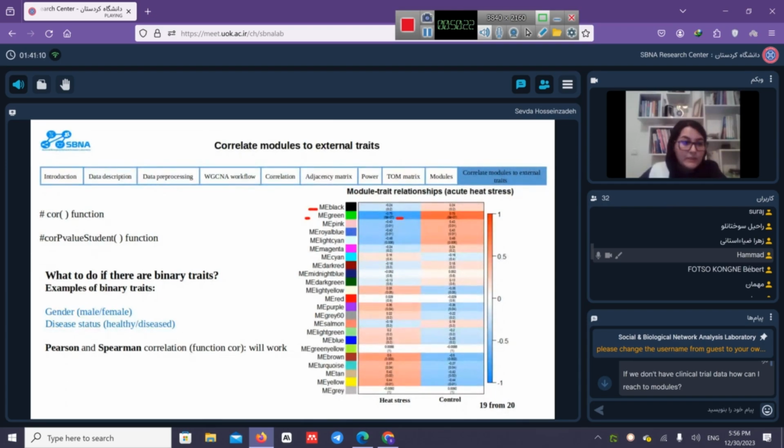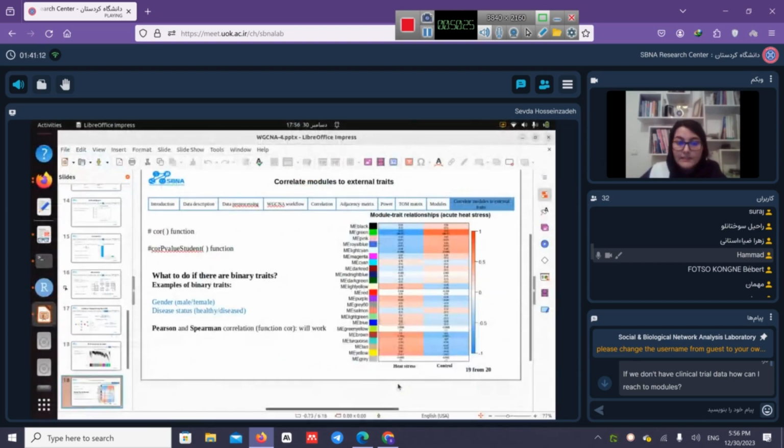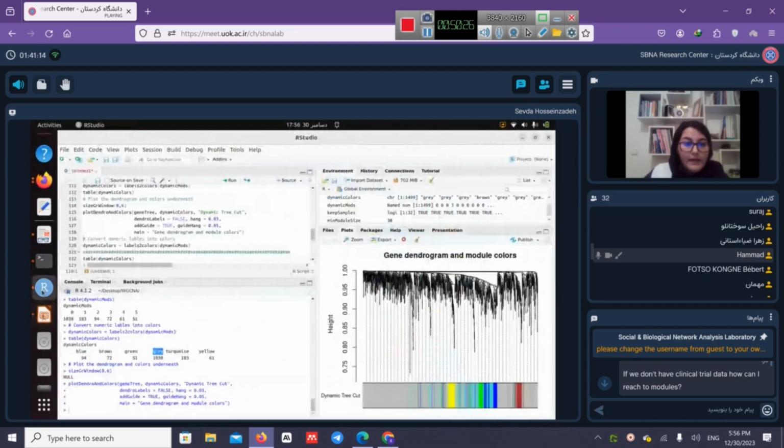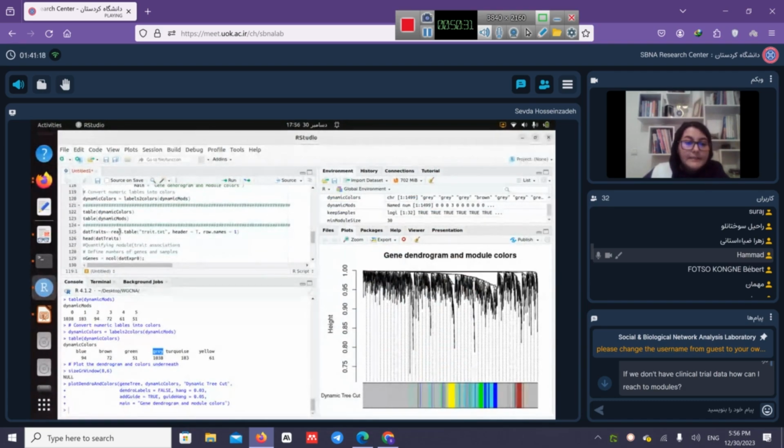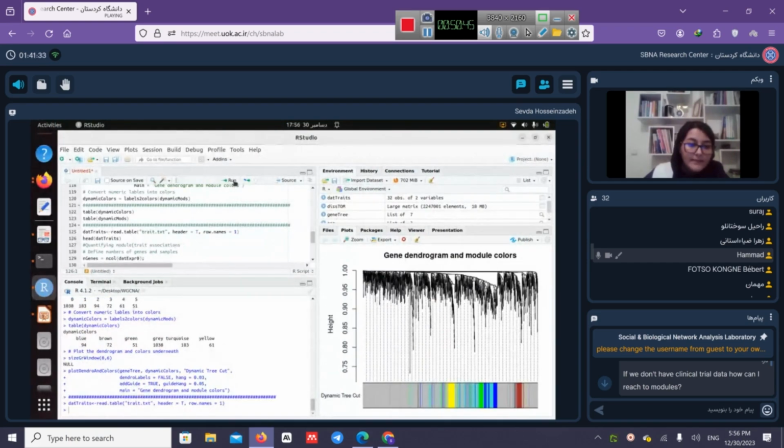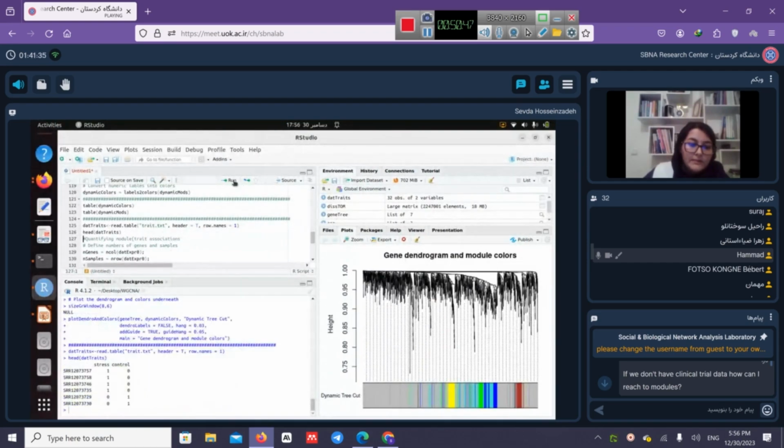And let me calculate for you in R and get this plot for you. Okay, in this part, this is my external trait in different conditions. For example, I had two conditions, heat stress and control. This is my external trait. Let me show you the head. This is binary format, and I had just 1 and 0 amounts for that.